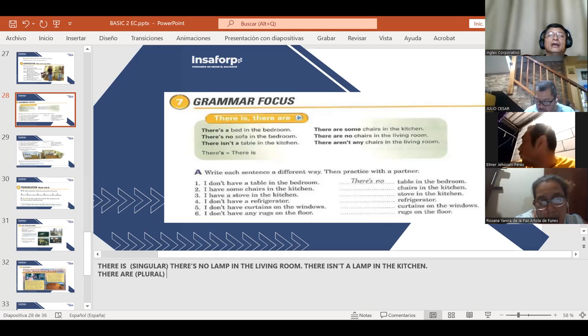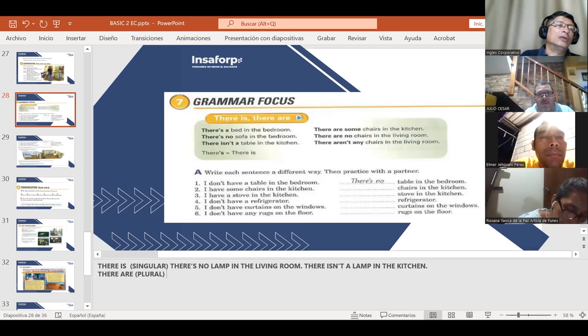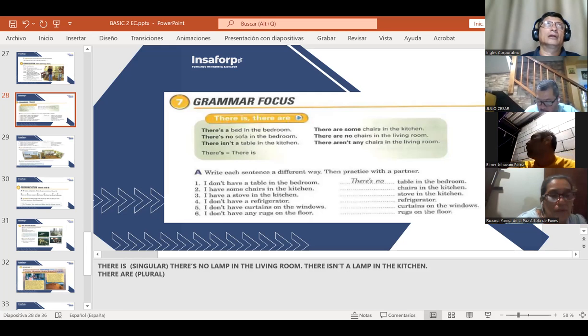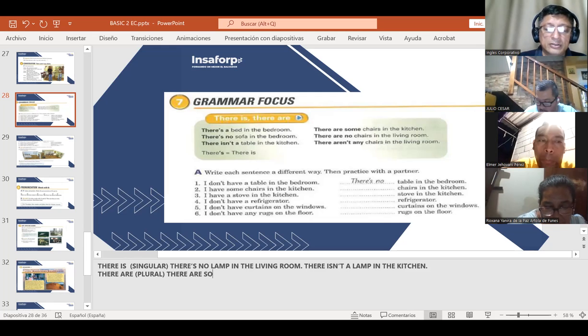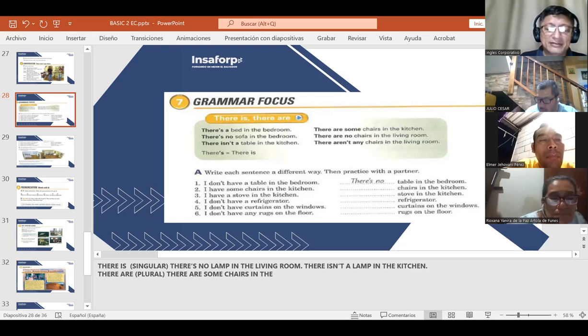Uso el there are. Y voy a usar también el quantifier. ¿Cuáles son los quantifiers? Los cuantificadores que dicen mucho y eso, ¿verdad? A lot, a few. Pero aquí solo tenemos el some. Entonces digo, there are some chairs in the, how do you say comedor? Dining room. Okay, miren, there are some chairs in the dining room.